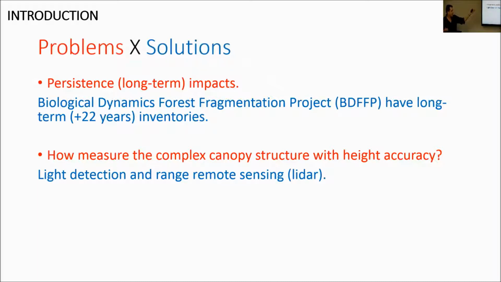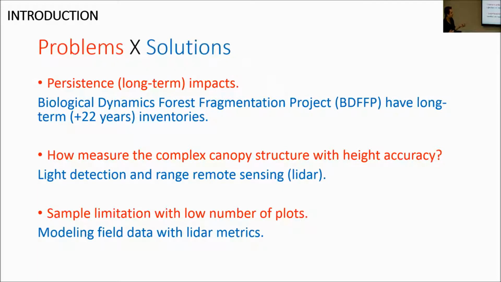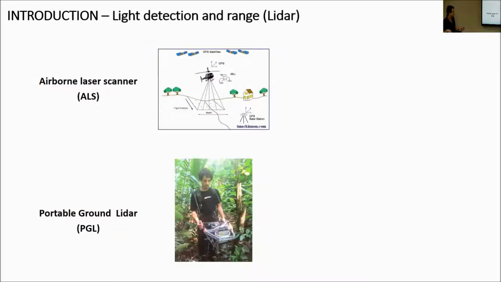And nowadays we have LIDAR remote sensing. I will explain better what LIDAR is. And we have some sampling limitations. We have to install a lot of plots, but it's very difficult because in tropical forest plots, the identification of the species and measuring the trees is a limitation. To solve this limitation, we try to link the remote sensing with plots and extrapolate to the whole area.